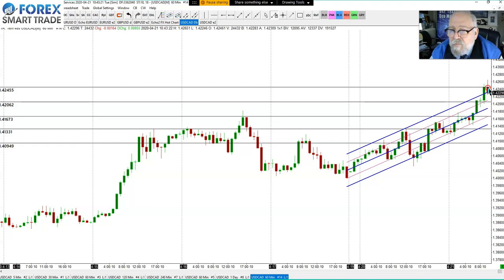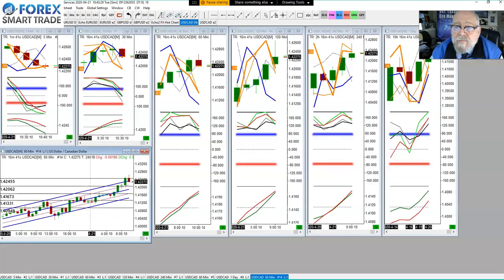So I've got plenty of room down. We could easily take a 10 pip down move here. So with that, let's go ahead and do that. We're going to take a 10 pip down on the USD Canadian.